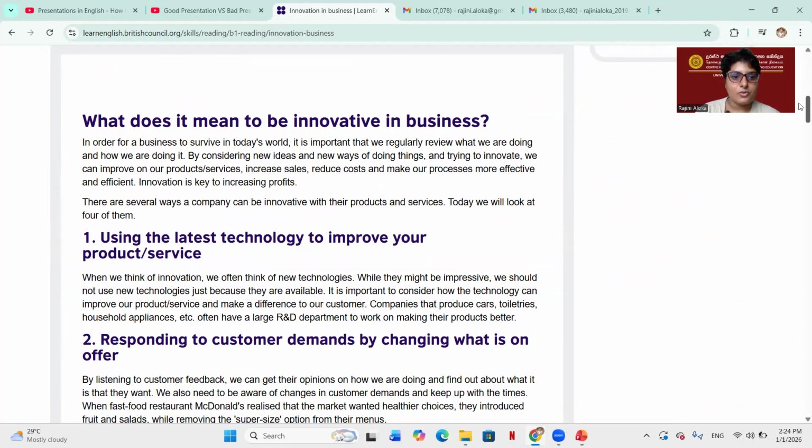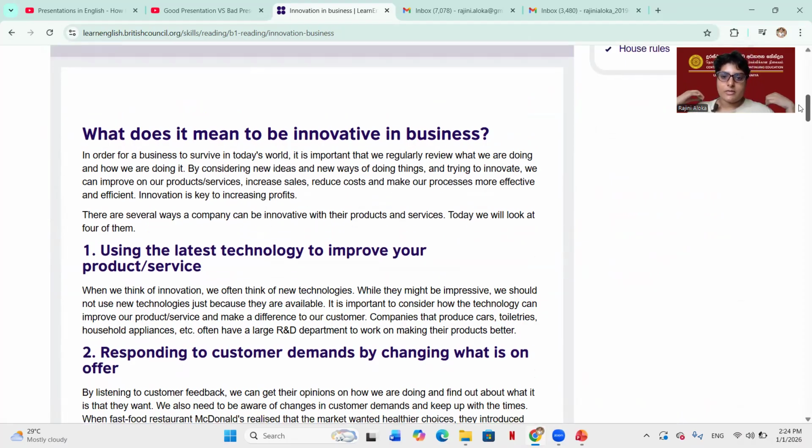So what does it mean to be innovative in business? In order for a business to survive in today's world, it is important that we regularly review what we are doing and how we are doing it. By considering new ideas and new ways of doing things and trying to innovate, we can improve our products and services, increase sales, reduce costs, and make our processes more effective and efficient. Innovation is key to increasing profits.